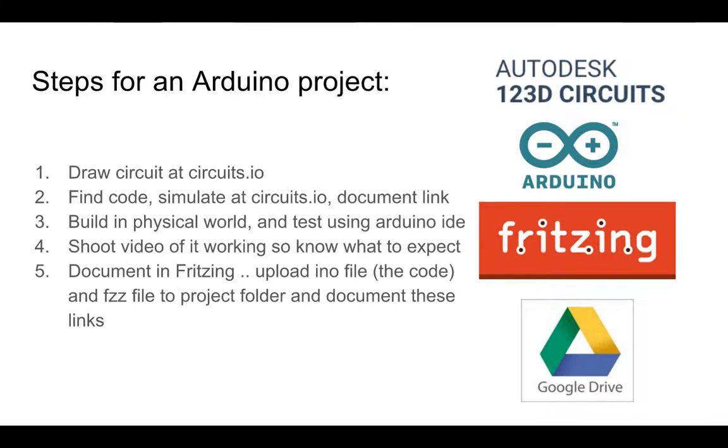So in summary, there are 5 steps. Draw the circuit at circuits.io. Find the code and simulate it if you can. Document the link in Google Drive. Then build the circuit in the physical world and test using the Arduino Integrated Development Environment. Shoot a video of it working so the next group can replicate your success. Document it in Fritzing in case we want to create a PCB, printed circuit board, out of it. And transfer the Fritzing file and the INO file up to Google Drive and then link those in.